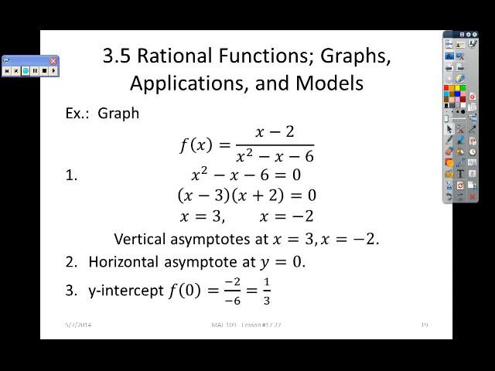The y-intercept, that's when you plug 0 in. If I put 0 here, here, and here, the only thing I'm left with is minus 2 and minus 6. So f of 0 is minus 2 divided by minus 6, which is 1/3. So my y-intercept is plus 1/3.